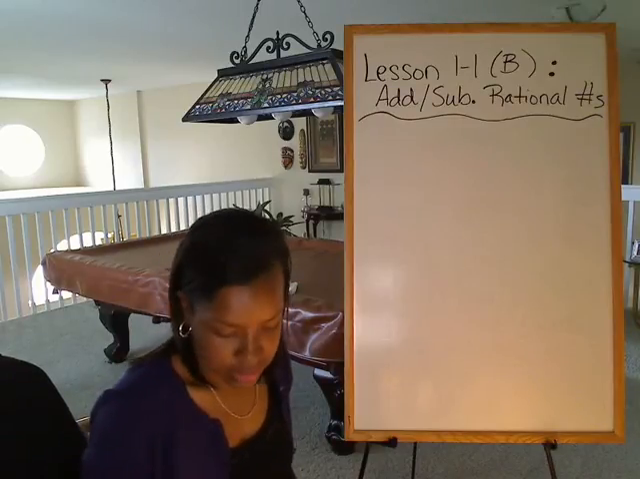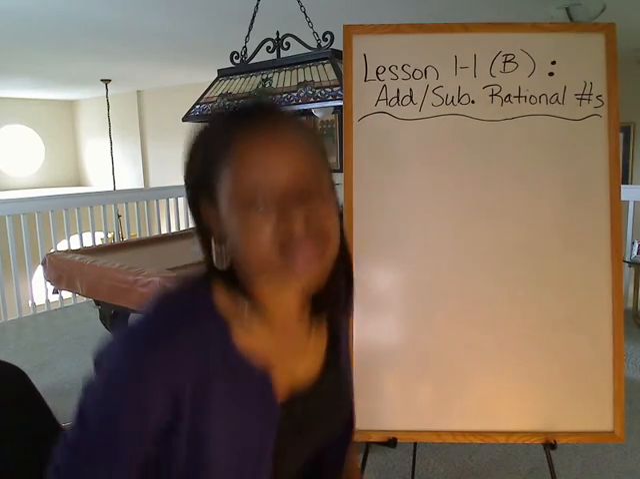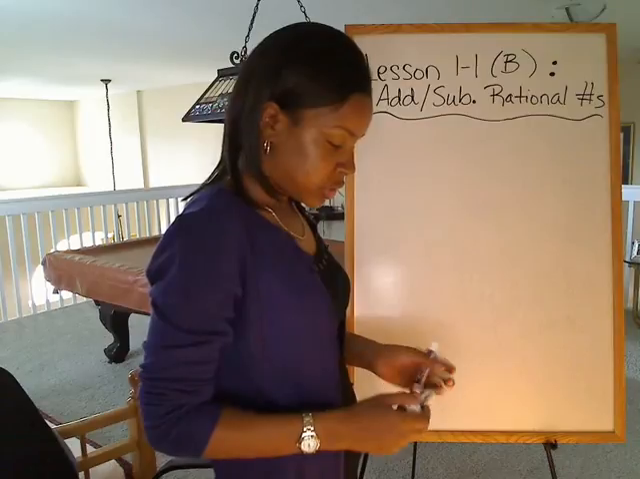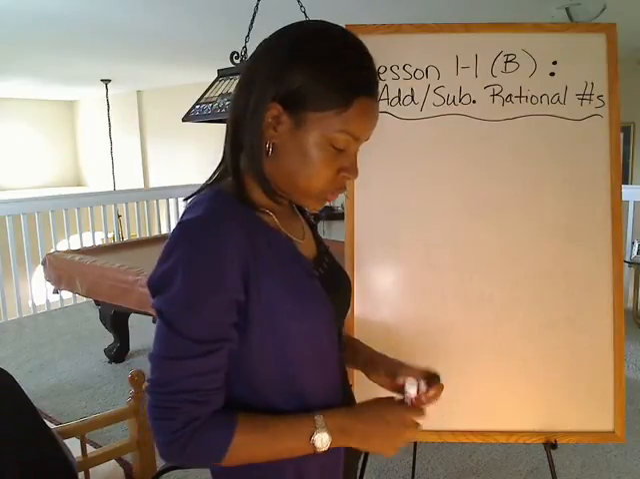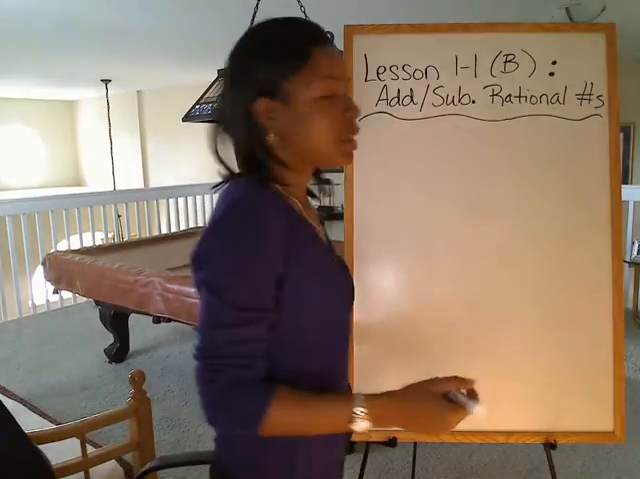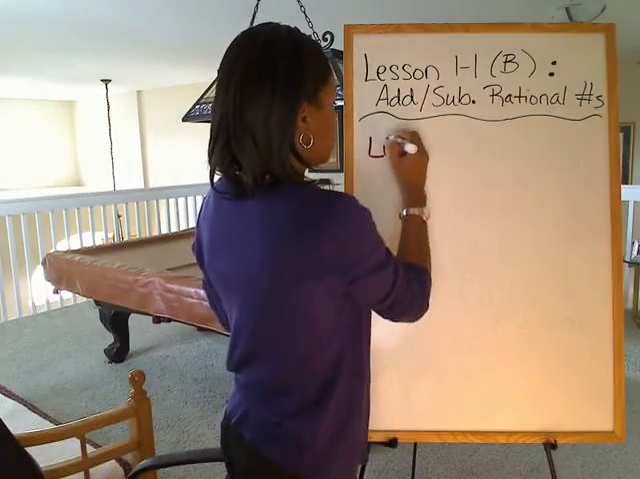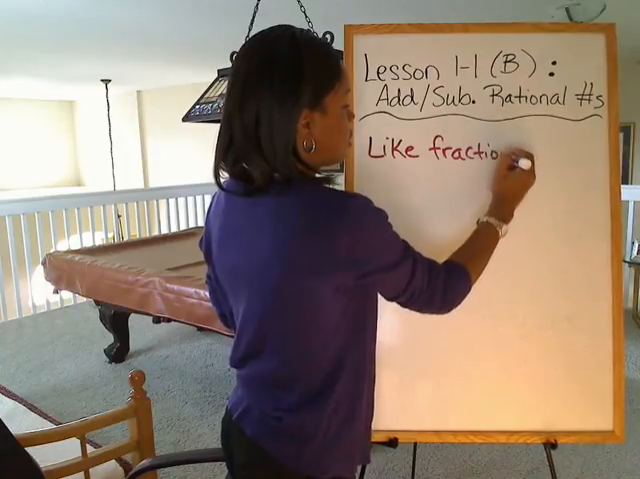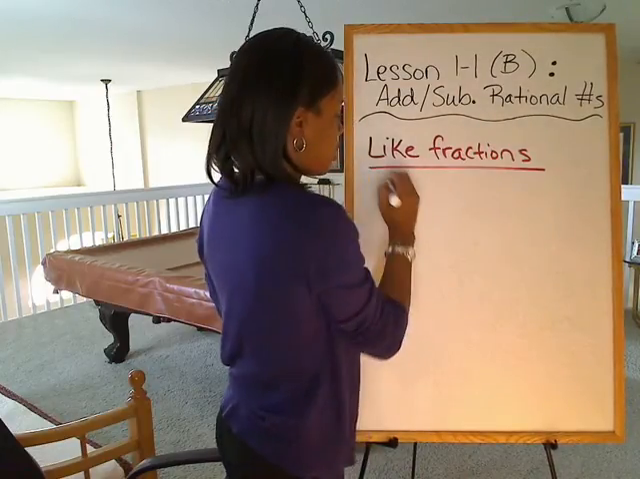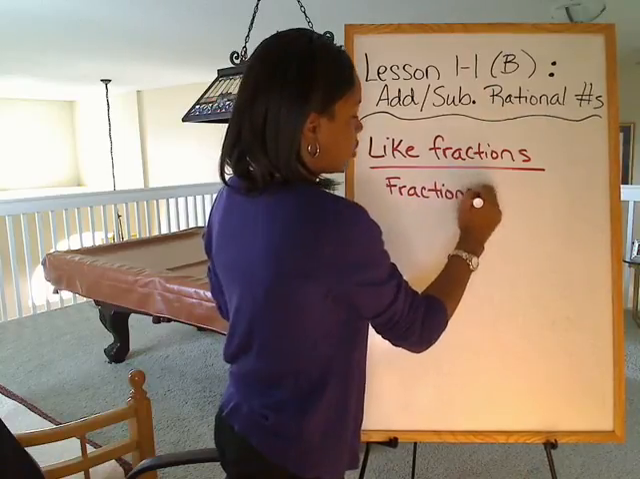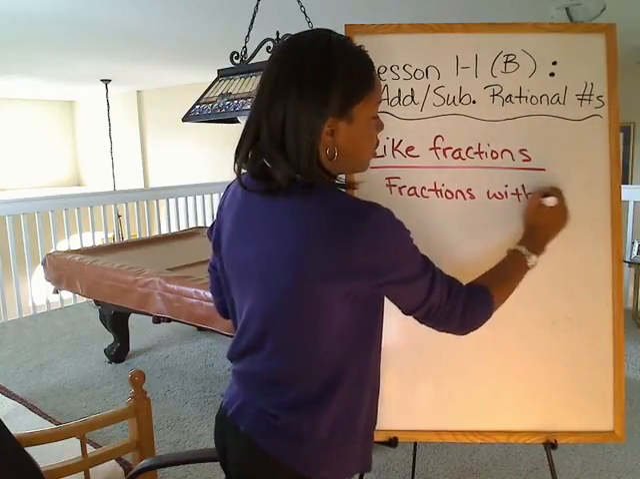Okay, this next lesson is adding and subtracting rational numbers. It's 1-1B. And the first thing I want to do is go over the vocabulary. You had two words, like fractions and unlike fractions. Very quickly, like fractions are fractions with the same denominator.